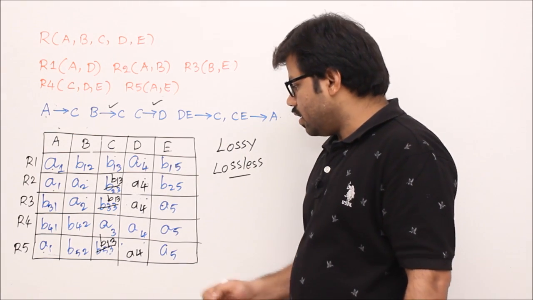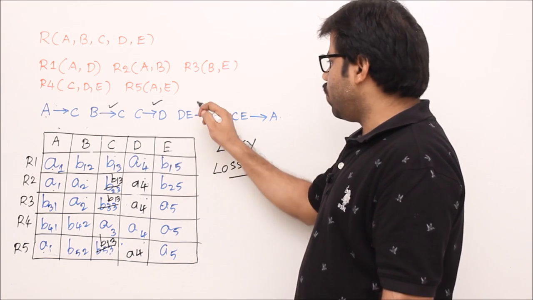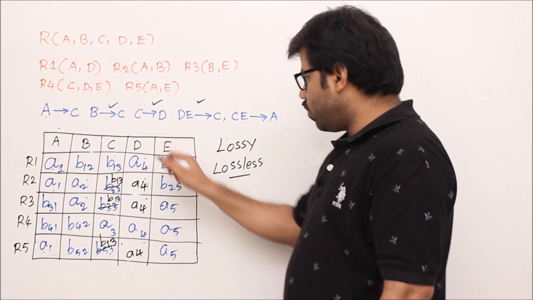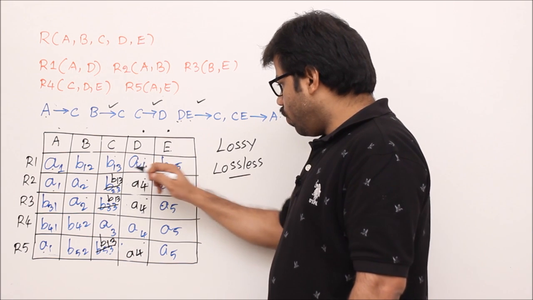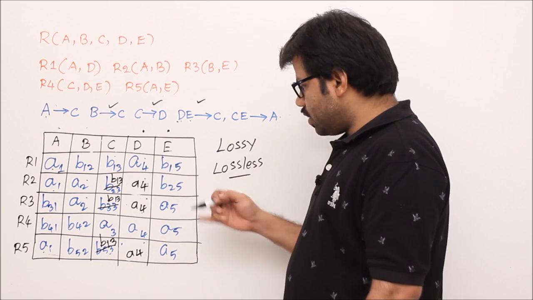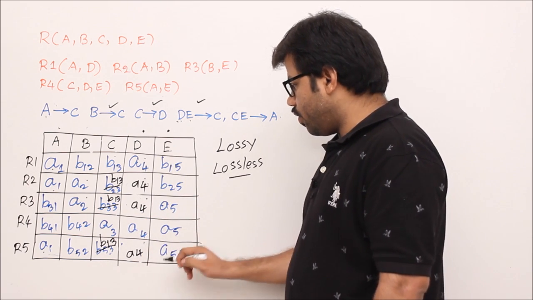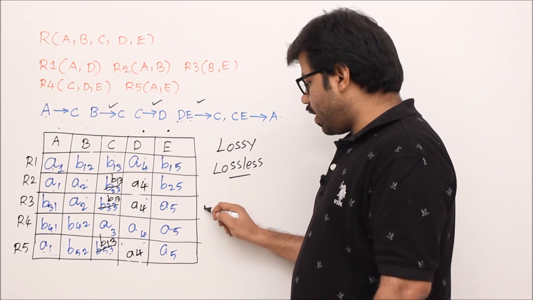Let's see that. So far we processed A to C, B to C, C to D, right? Let's focus on D to C. This time we have to mark D and E, right? So A4, B15, A4, B25, they are not the same. A4, A5, it is different. A4, A5, A4, A5, A4, A5. These three rows are the same, right?